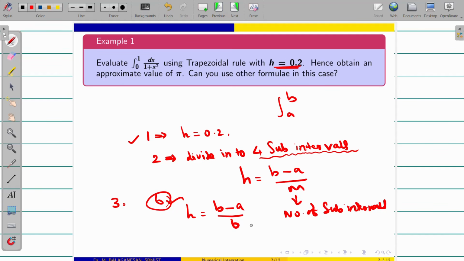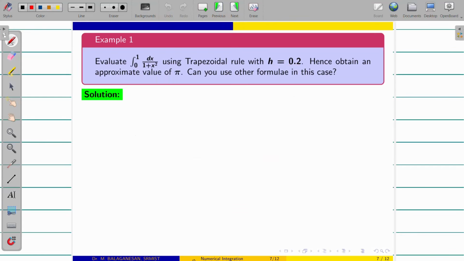Apart from that, some other problems are also there. I'm going to post that problem later. Right. Now come to the problem.